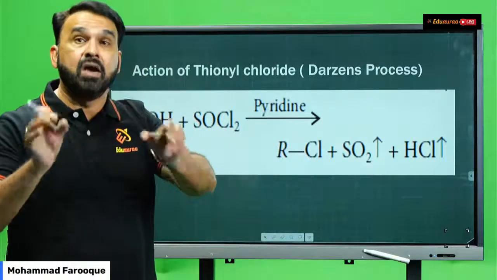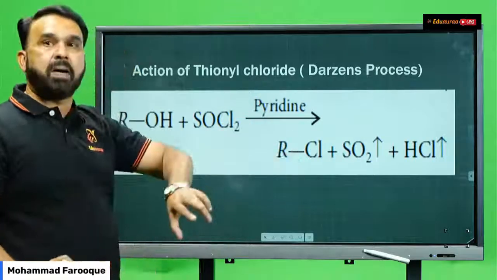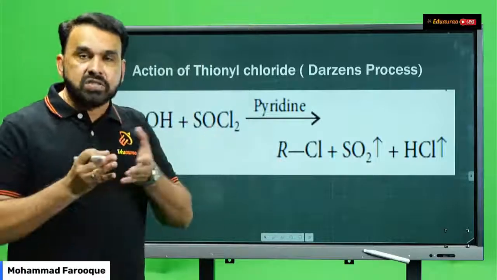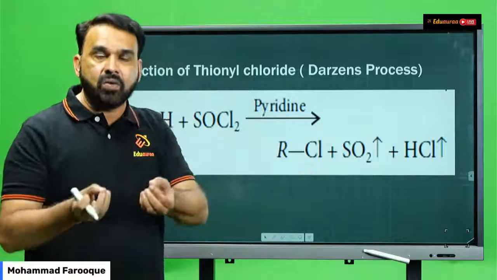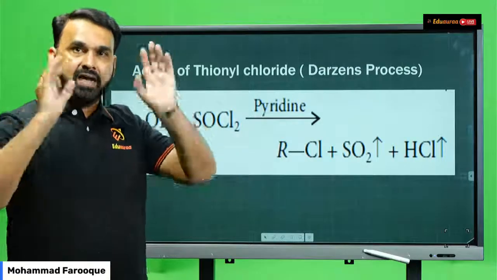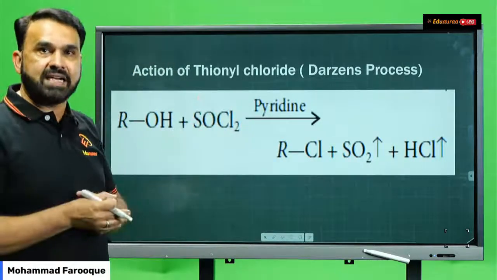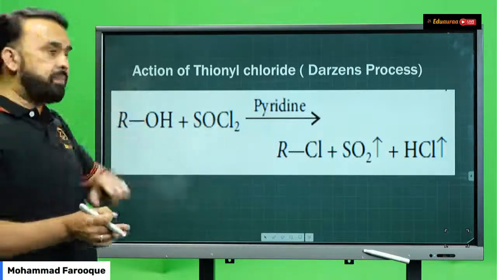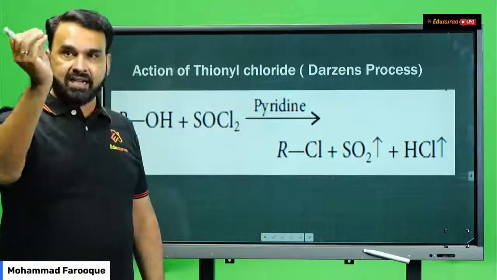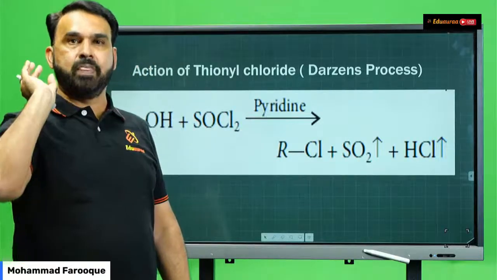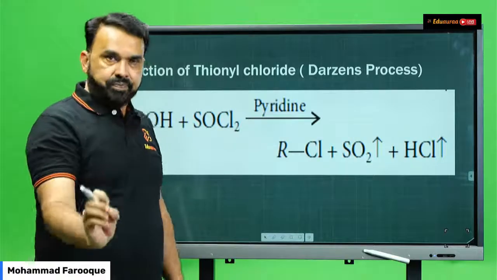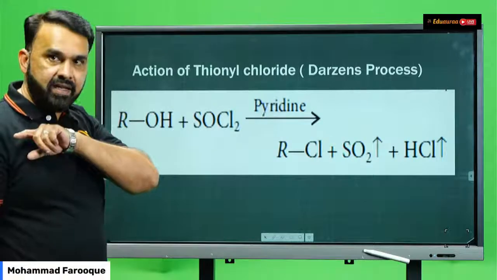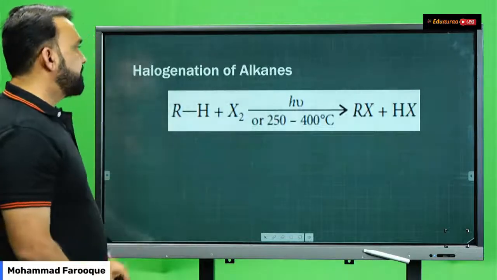You'll ask me, why, sir? Because, students, here we see that the byproducts, sulfur dioxide and HCl, both are in the gaseous state. No separation is required. So you'll get alkyl chloride as the major product. Byproducts are in the gaseous state. They will leave the reaction mixture. So Darzen's reaction must be carried out in the presence of pyridine. Remember that, MCQs they will ask you. In the thionyl chloride reaction with alcohol, what is the catalyst that is used? Pyridine. Fine. Moving to the next method of preparation.